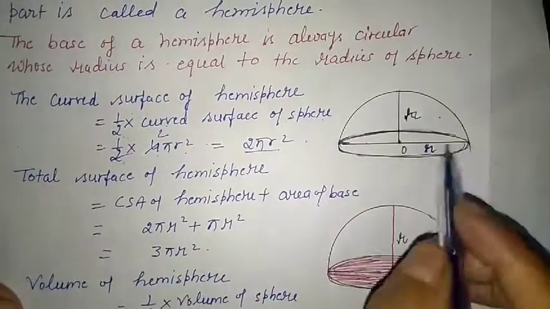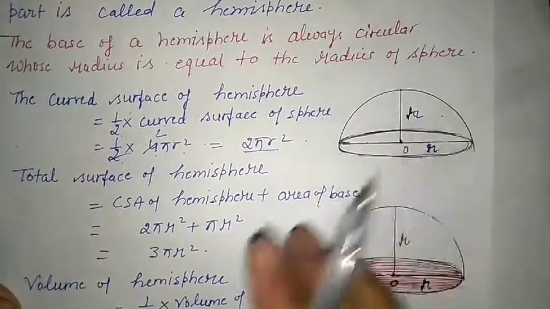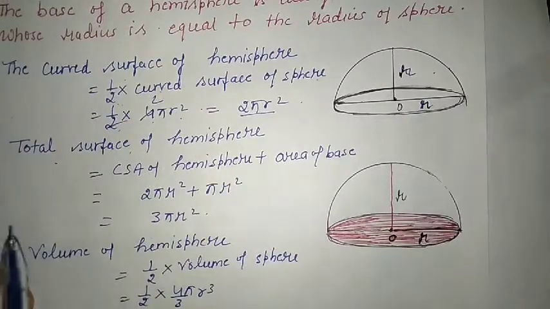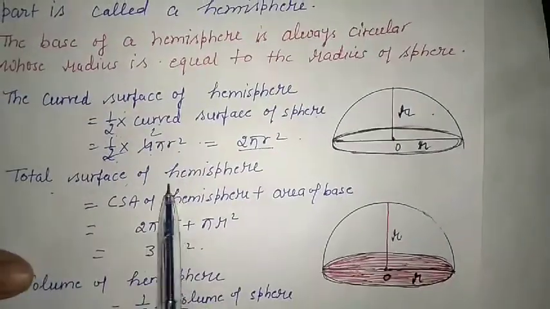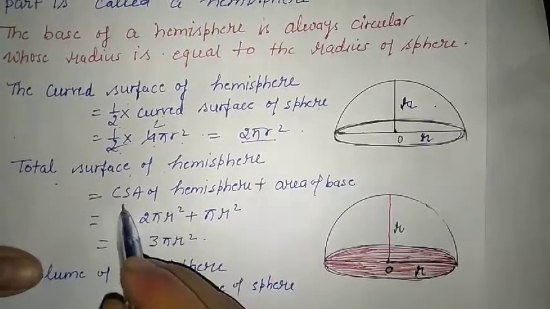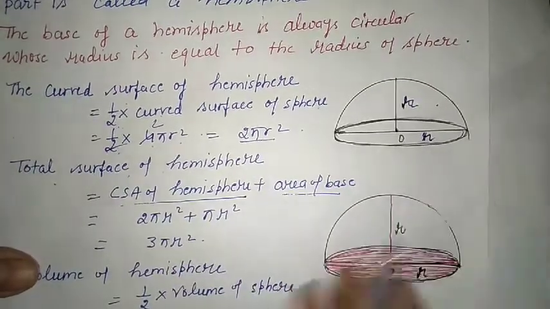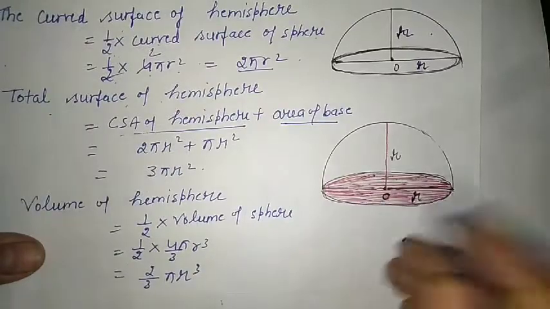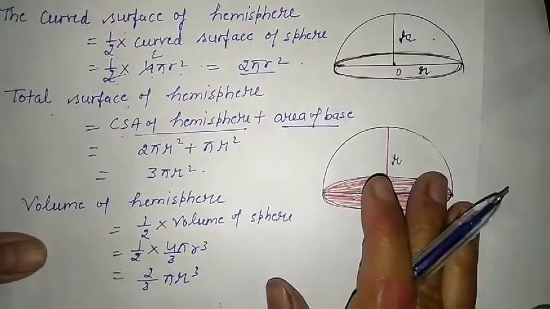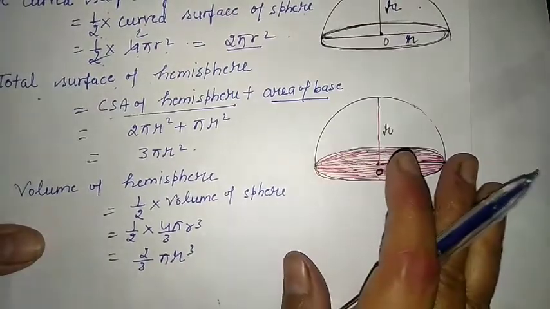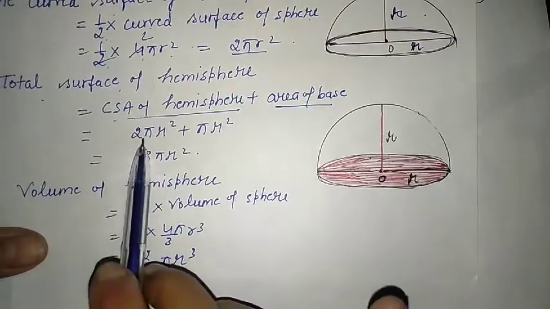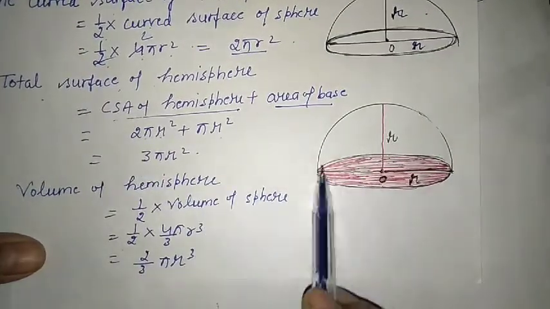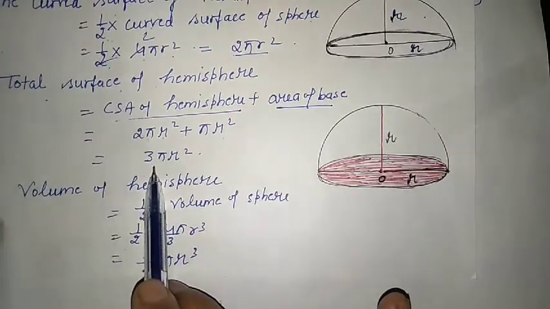Now for the total surface area of the hemisphere, because there is another circle, the curved surface area and total surface area are not the same. The total surface area of a hemisphere is the curved surface area of the hemisphere plus the area of the base. This is the base. If this is completely covered, then we have the total surface area. So this is 2 pi r square plus pi r square. This is the pi r square. So we have 3 pi r square.